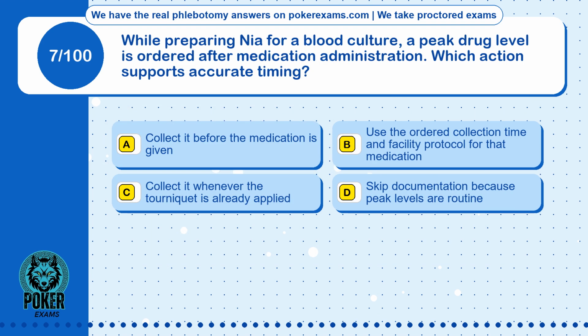Question 7. While preparing for a blood culture, a peak drug level is ordered after medication administration. Which action supports accurate timing? Option A, collect it before the medication is given. Option B, use the ordered collection time and facility protocol for that medication. Option C, collect it whenever the tourniquet is already applied. Option D, skip documentation because peak levels are routine.